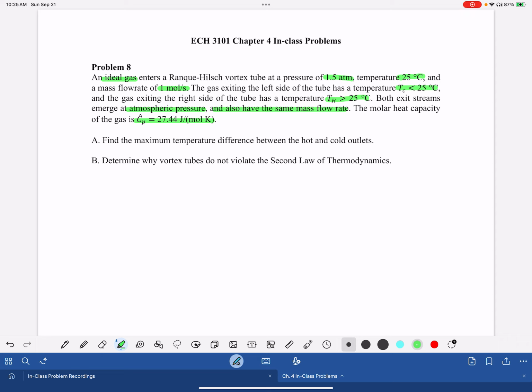joules per mole Kelvin. What we want to find in this problem is the maximum temperature difference between the hot and cold outlets. What's the biggest delta T we could have between Th and Tc? And then we want to evaluate why the vortex tube is able to separate out these two streams without violating the second law of thermodynamics. Based on this problem description, I want you to pause the video here and sketch out the system.